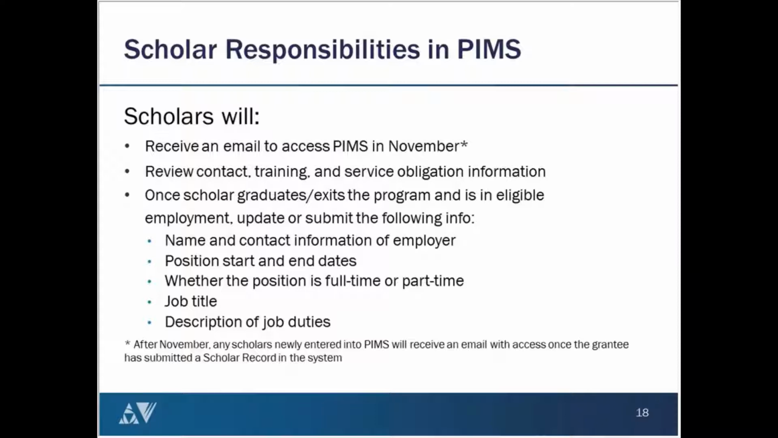Once they have exited the program, and they have obtained employment, they will be responsible for submitting employment into the system for your and their employer's review. The information that they'll be required to submit through the system will be the name and contact information of the employer, the dates in which they have started, and if they are no longer employed there, the end dates, a description of whether the position is full-time or part-time, their title, as well as a full description of their job duties themselves. And again, once they submit that employment for eligibility review, it will go to you as the grantee to determine whether it is in fact eligible.